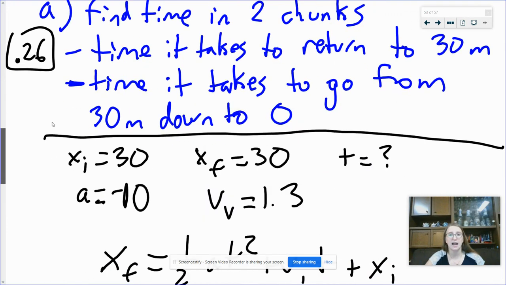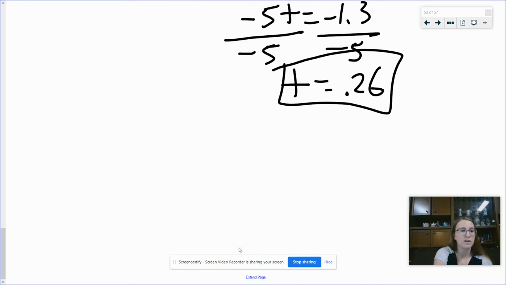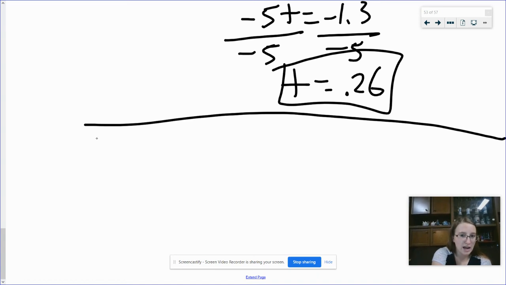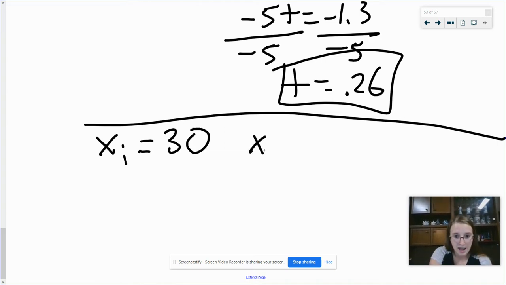Now we need the time it takes to go from 30 down to 0. So there's two more new positions. We're going to do the exact same thing we just did, actually. We just got to be mindful about our velocity because now it's going to be a little bit different. Okay, so let's try the second chunk now. For my second chunk, once again, I have an initial position. What we said was the time it takes to start at 30 and come down to 0. That's what we're trying to find.